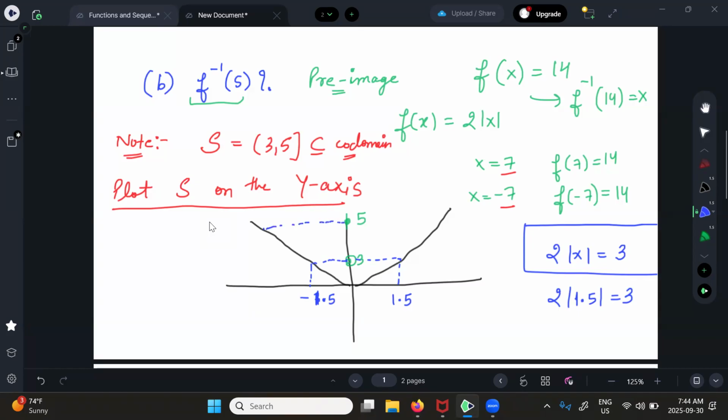I'm jumping directly to the endpoint because I know that everything in between will be somewhere here, right? And then 5 will also go. So 2.5 negative and 2.5 positive.